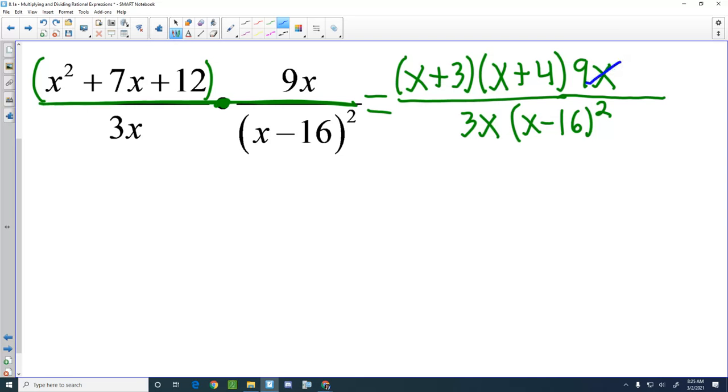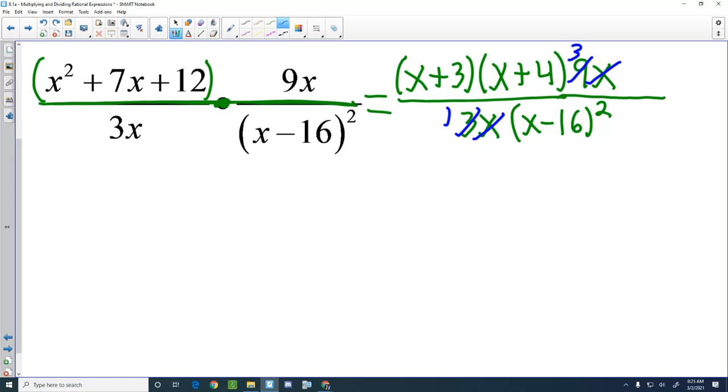I've got an x on top and an x on the bottom. Those would cancel out. That would divide out to be 1. Looking at coefficients or numbers, I've got a 9 and a 3. Now, 9 over 3 simplifies to 3 over 1. Right? 9 divided by 3 is just 3.